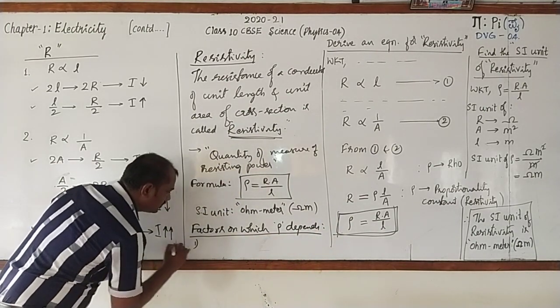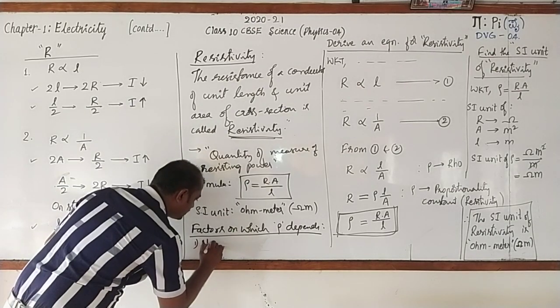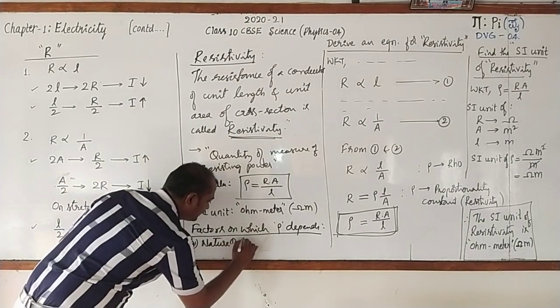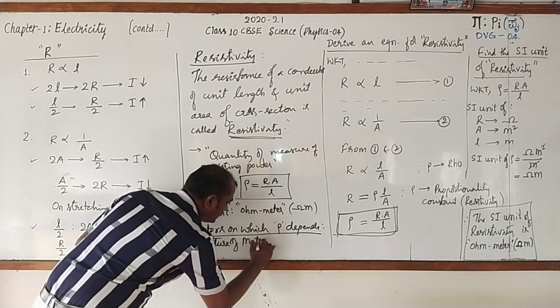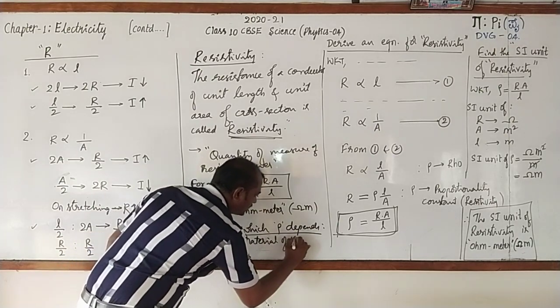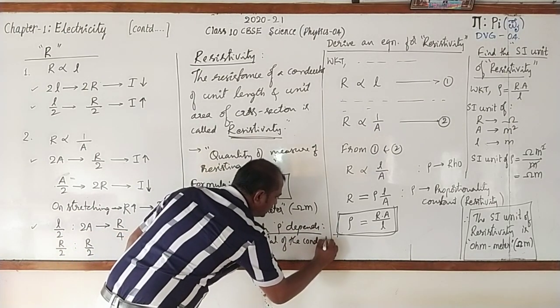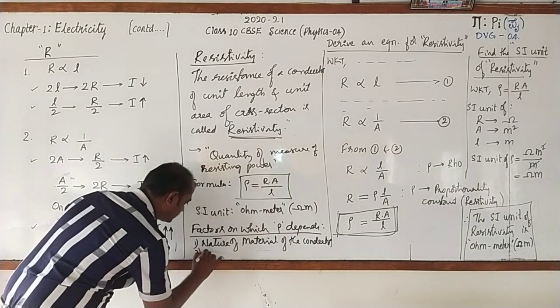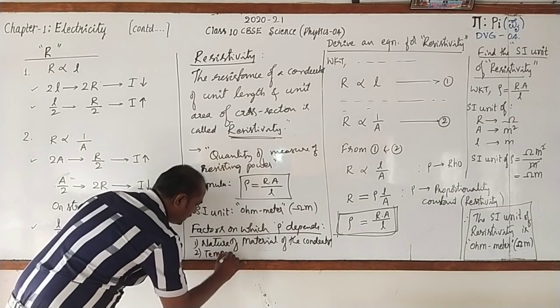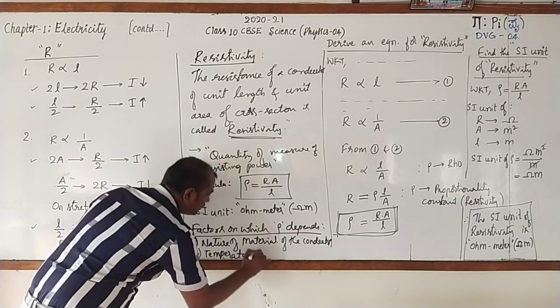Then, what are those? First one is nature of material of the conductor, and another one is temperature of the conductor.